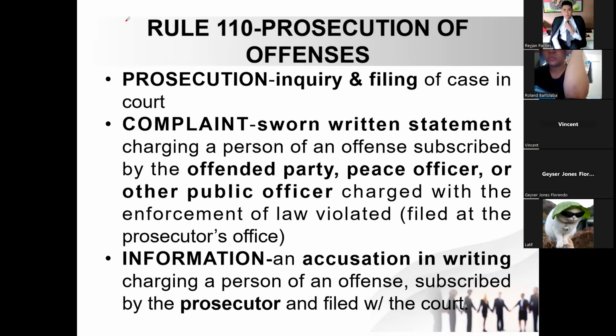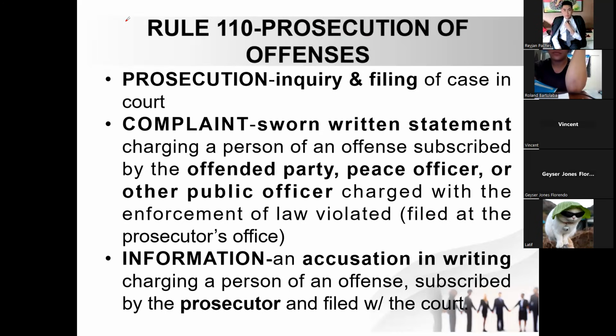Okay, so we will start our discussion, class, under the Rule 110 or yung tinatawag natin na prosecution of offenses. Pag sinabi natin prosecution, class, of course, it is the process wherein nandyan yung tinatawag natin na inquiry or filing of case in court. Kaya huwag kayong magtaka, pag tinanong sa board exam, ang prosecution na term or word, ibig sabihin yan, it is the inquiry or filing of case in court.